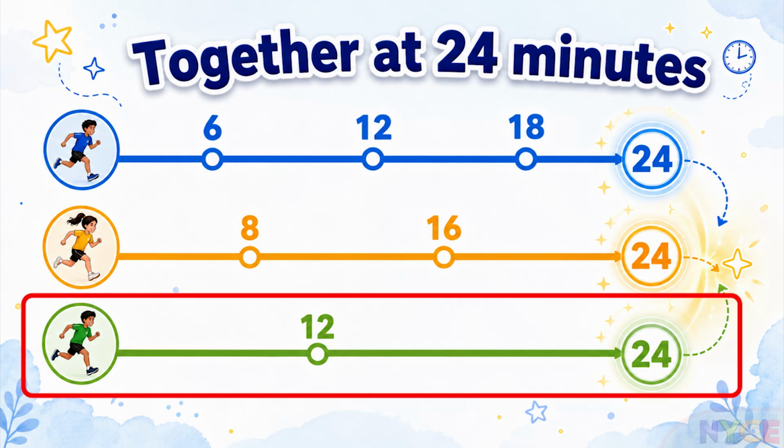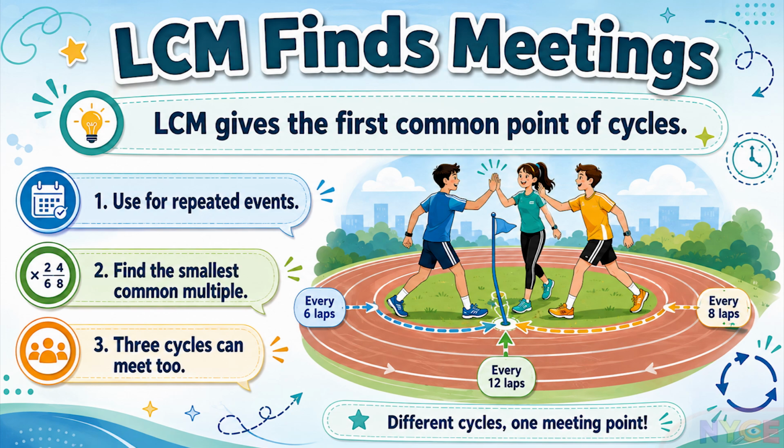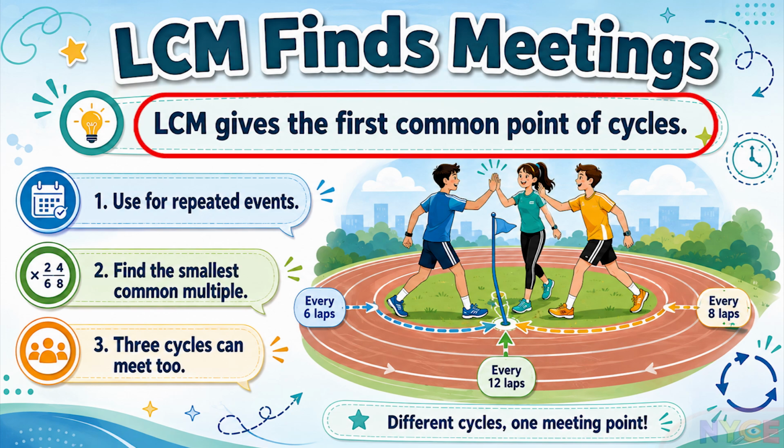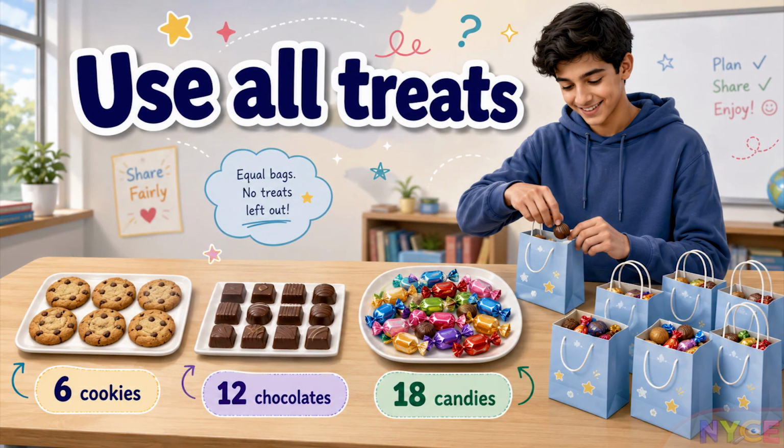The first time common to all 3 is 24 minutes, so they will all meet again at the starting line after 24 minutes. This is the need for LCM when we have 3 numbers. LCM helps us find the first common meeting point of repeated cycles. But before we go deeper into LCM, let us first understand HCF with 3 numbers.